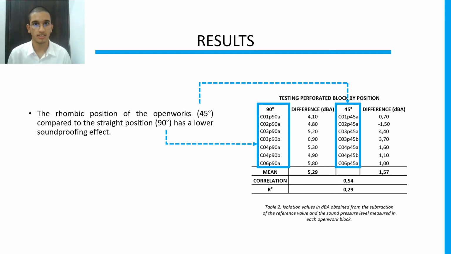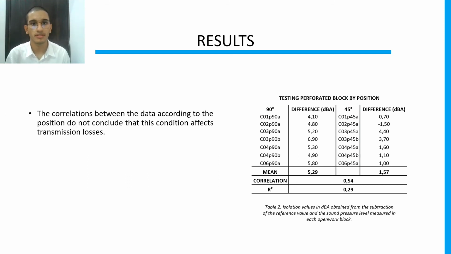We can see that the rhombic position of the open wall, compared to the straight position, has a lower soundproofing effect, as shown in the data in Table 2, which apparently has to do with the gradient length of the opening towards the sides, up and down. Also, the correlation between data according to the position does not conclude that the condition affects transmission losses.